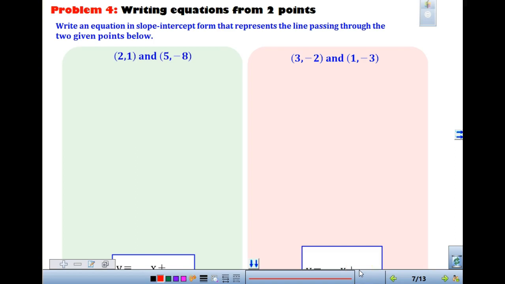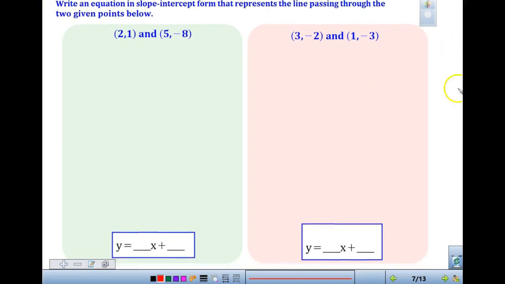The question says write an equation. We need it in slope-intercept form. So you can see that I put the answers. I want them in slope-intercept form. The first thing you have to do, find the slope.